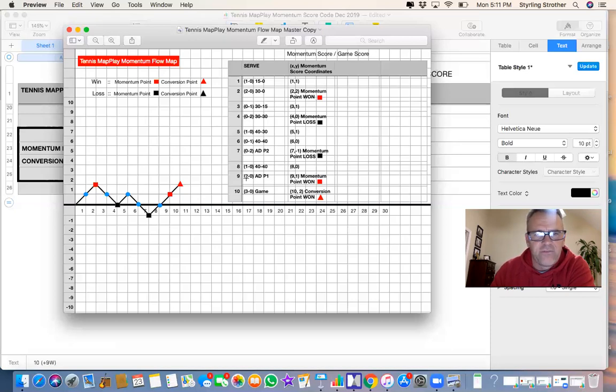Then we have 2-0, add player 1. So the serve player wins 2 points in a row. So the coordinates go 9-1. So now we can tell this is a momentum point 1. Then the 10th point is 3-0 game. So the player wins the point, a third point in a row. So the coordinates go to 10-2.